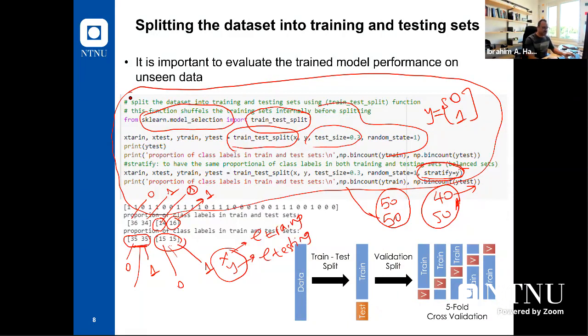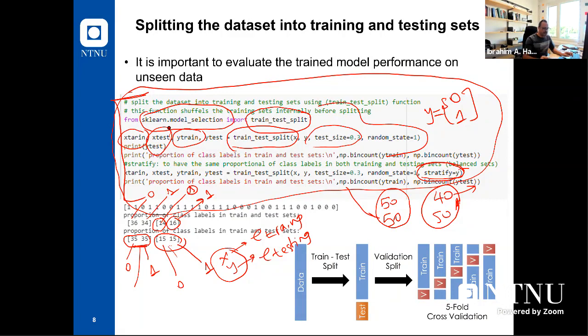We need to copy this block, move this block in front, and instead of using the whole X and the whole Y for training your model, try to use X train and Y train. We will use X train and Y train for training, and after that, X test will be used for prediction. So we will get Y predict using X test.